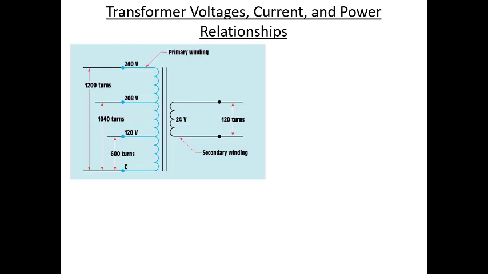Here is another example of a transformer. Now this is a unique transformer. This transformer has multiple taps. So when we have a transformer that has multiple taps, there's a certain number of turns for the whole transformer. And they're saying here that that's 1,200 turns for the whole transformer.